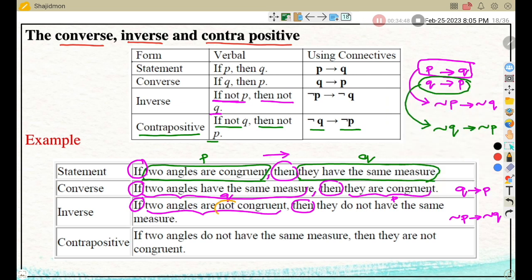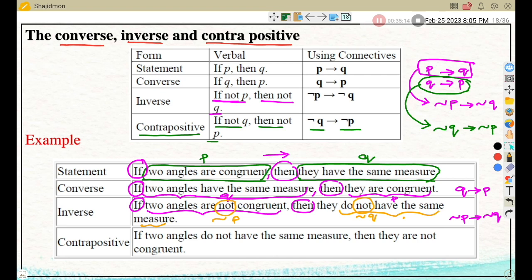That not is important. That is the meaning of negation of P. Then they do not have the same measure, negation of Q, that is the Q statement. So negation of P implies negation of Q. So just write that sentence using not, with if and then because of the arrow mark.